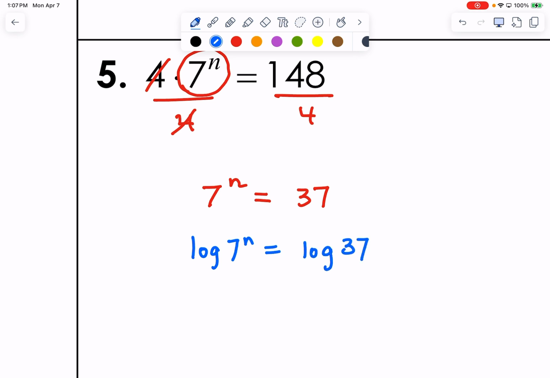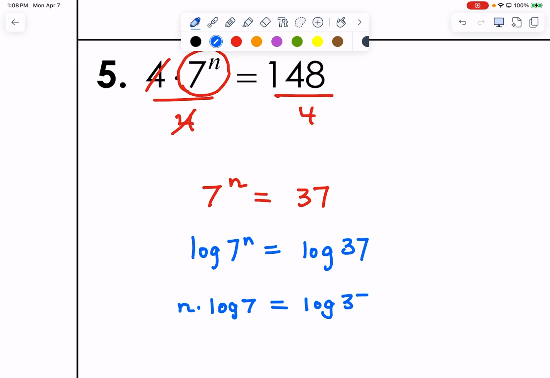All right, what's step 2? Aiden? Aiden, what's step 2? Nope, look at step 2. You wrote it down. Take the monkey out of the tree. So we're going to take the monkey out of the tree. N times log 7 is equal to log 37.